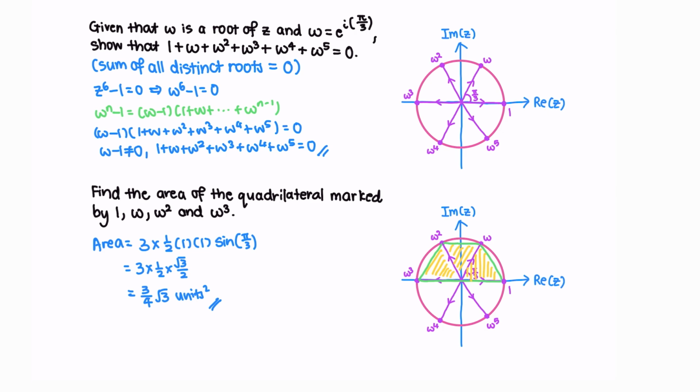Okay, that's all for roots of unity and the properties of the roots, as in how to use the circle in order to find area and to show that the sum of all distinct roots equals 0.